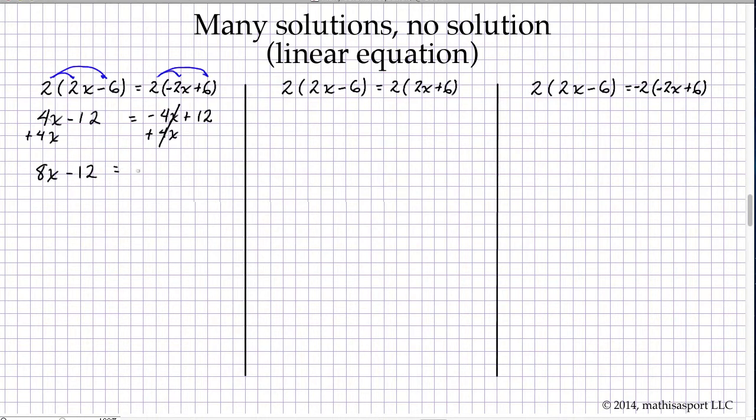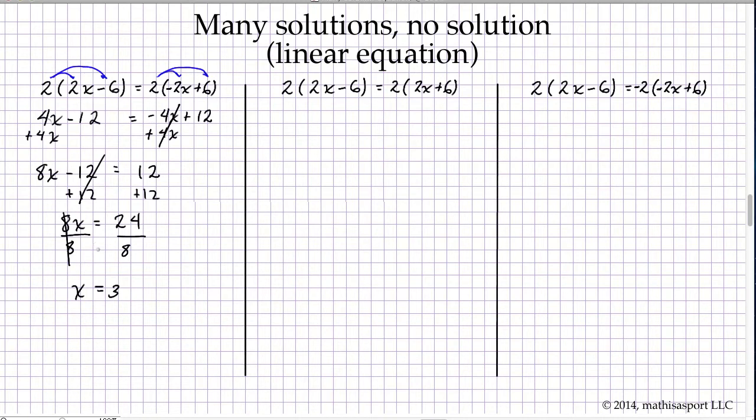minus 12 equals 12. Now we're trying to get x by itself. To get rid of this negative 12, I'll add 12. That eliminates this, and I finally have 8x equals 12 plus 12. That's 24. I divide both sides by 8, and x equals 3. That's pretty typical of the problems that we've been doing up until now.